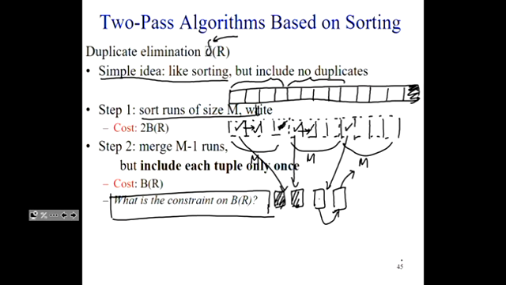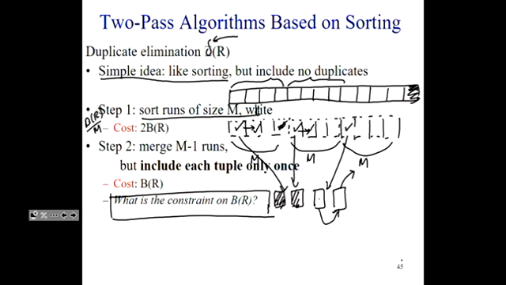Any guesses? Okay, so let me ask a simpler question. In step 1, I'm sorting the relation into runs of size m, right? So how many runs would there be? This is a fairly simple question. So I have B(R) by m, right? So you have B(R) by m runs at the end of step 1.